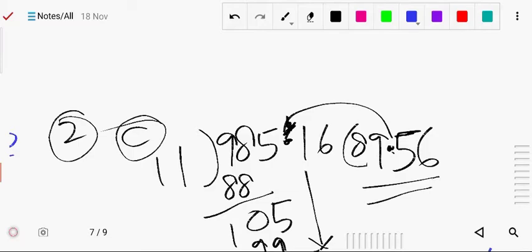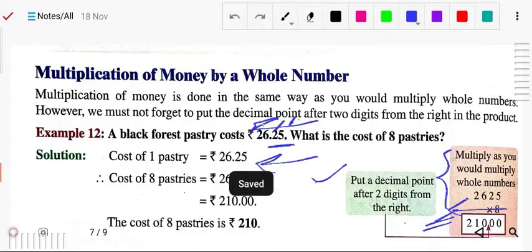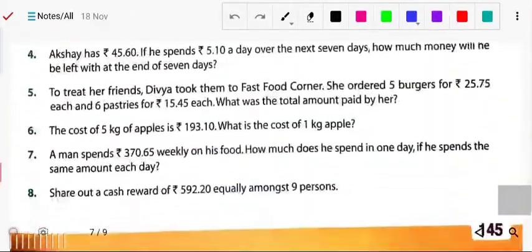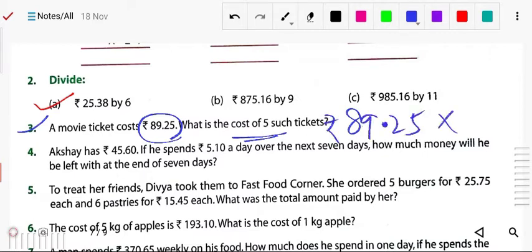Understood? Now next question we have, that is number 3. A movie ticket costs rupees 89.25. What is the cost of 5 such tickets? So here this particular number you have to multiply by 5 and you will get the cost. So simply you can multiply 89.25 rupees by 5. Okay, so you can multiply and you can get the answer.